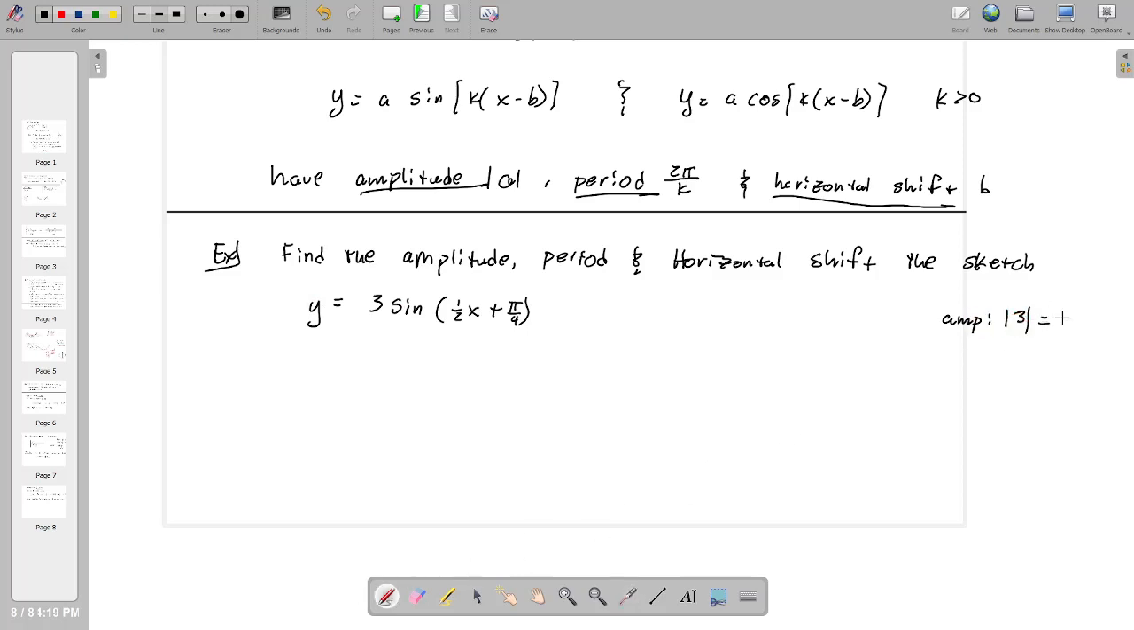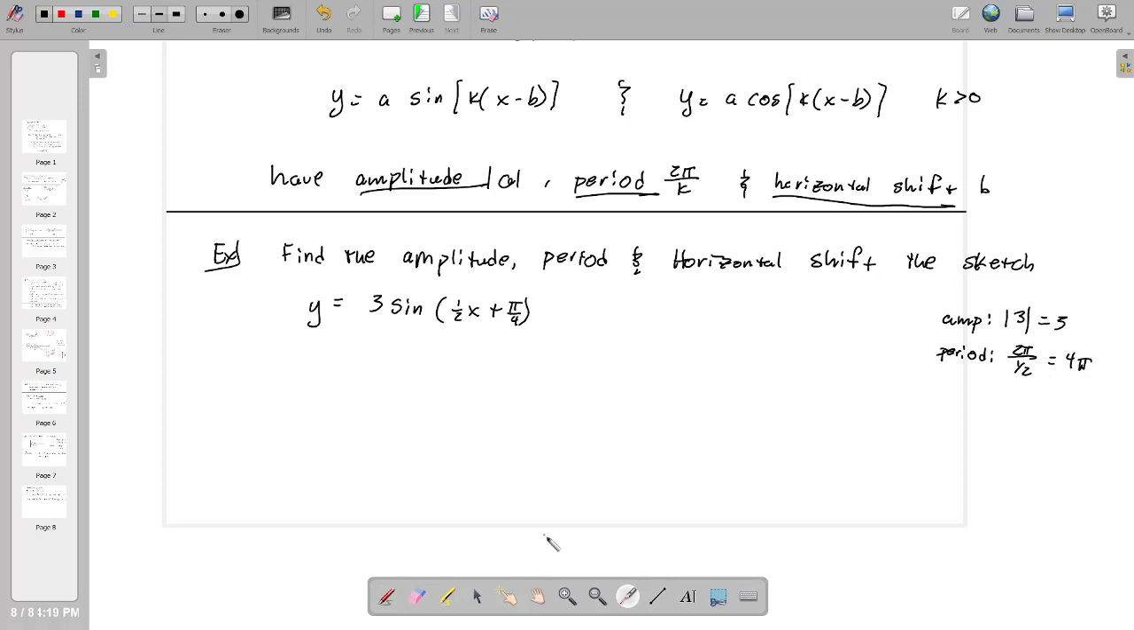Our period is 2 pi over k. Now our k is in front of the x. So we'd have 2 pi divided by 1/2, which is 4 pi. So our period is going to be 4 pi. It's going to take 4 pi units in order to go one full cycle of sine.